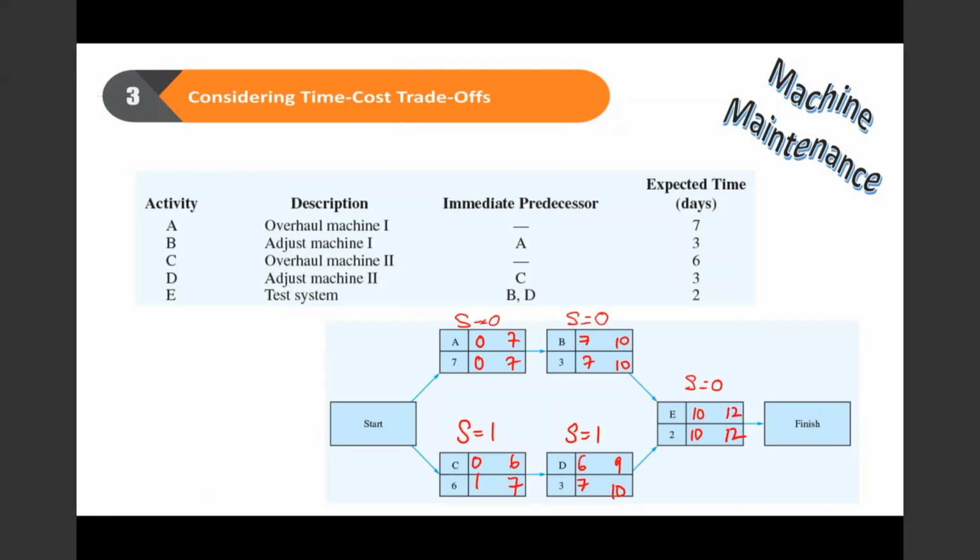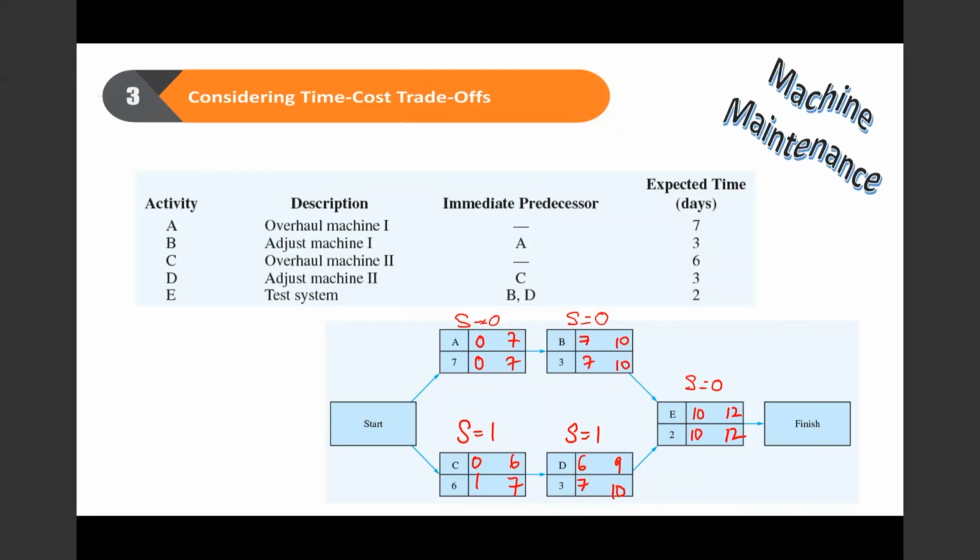Okay, so where do you want to crash? We can see here the first reaction, the first place that you want to crash is on the critical path. Why? Because if I want to crash the critical path, only then can I reduce the time of completion of my project, right?